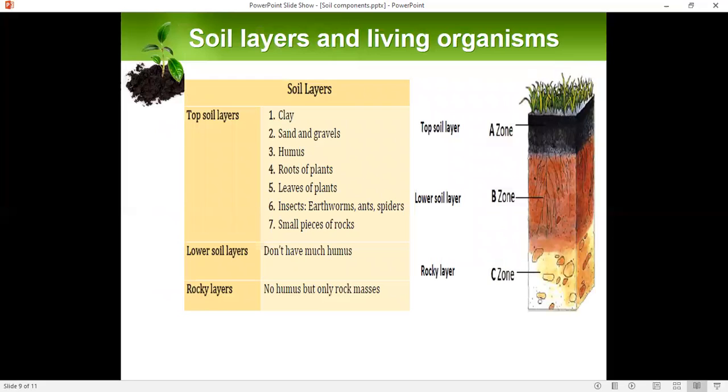And the soil layers and living organisms that live in these layers, let's find the relation between the living organisms and the layer. You know that there is no humus in the rocky layer, which is the last layer, and also the lower soil layer doesn't have much humus, but much humus exists in the top layer. So at the top soil layer, here is the humus and also roots of plants and leaves, sand, clay, and small pieces of rocks can be found in this part, and also insects such as earthworms and spiders.